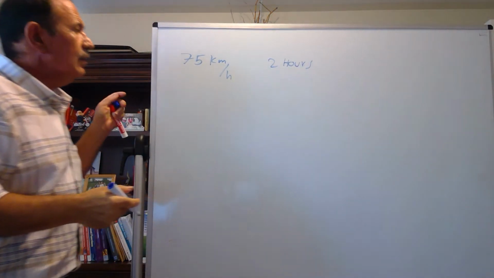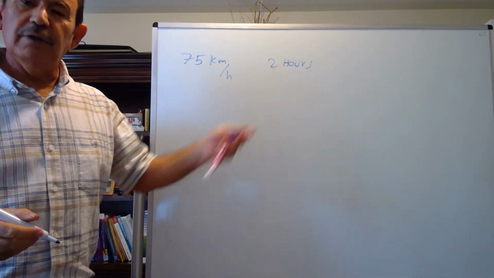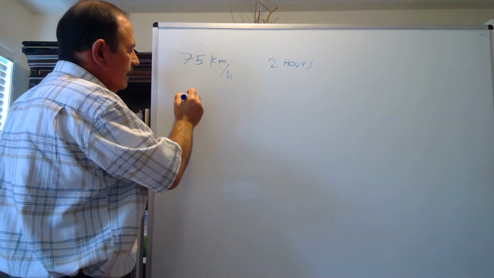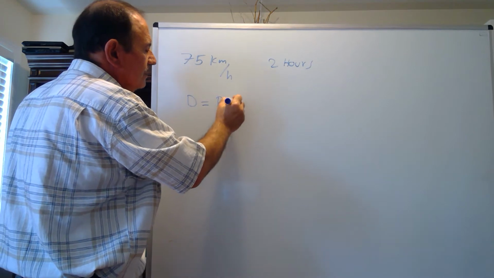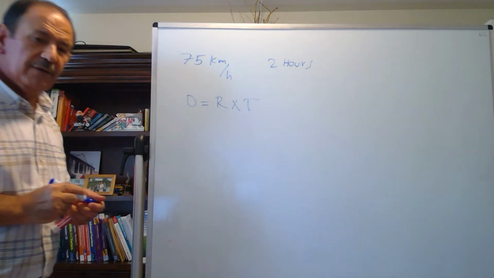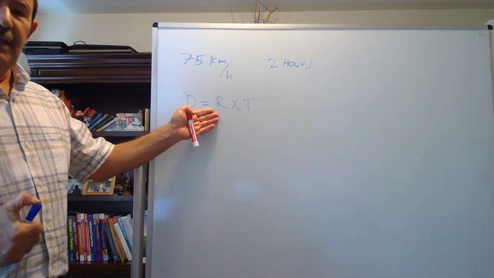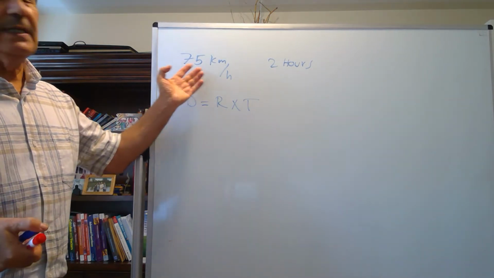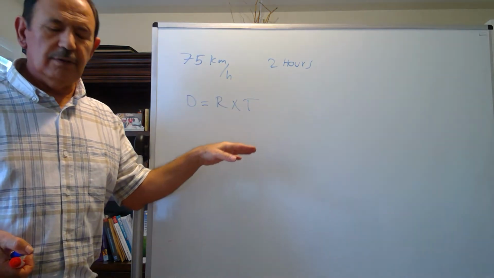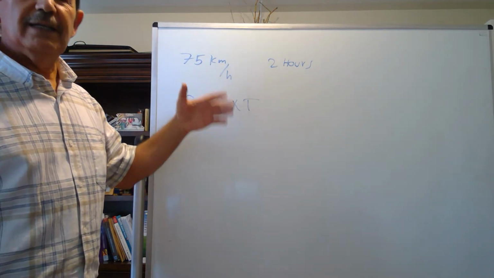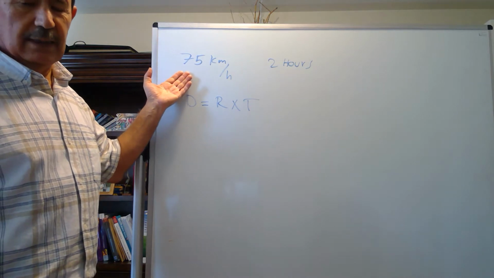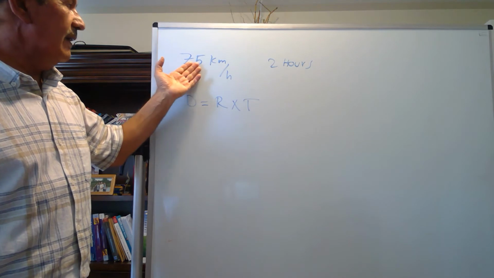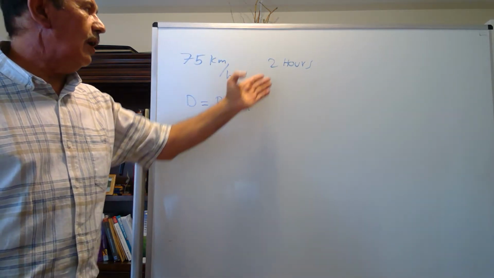Okay, if a car travels 75 kilometers per hour for 2 hours, how much is the distance? This is the formula: distance is equal to rate multiplied by time. Rate is the speed, a uniform speed. It means if the speed is changing, going higher or lower, we should find the average speed, the constant speed. Here the rate is 75 kilometers per hour and time is 2 hours.